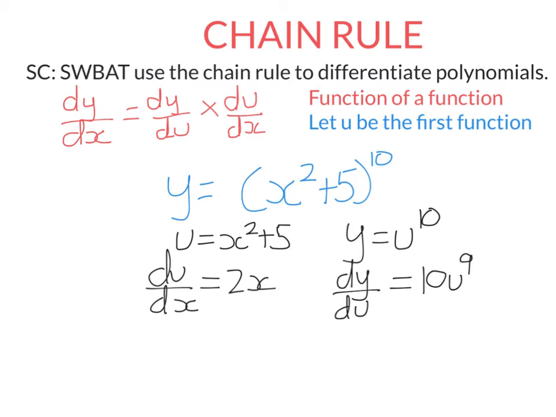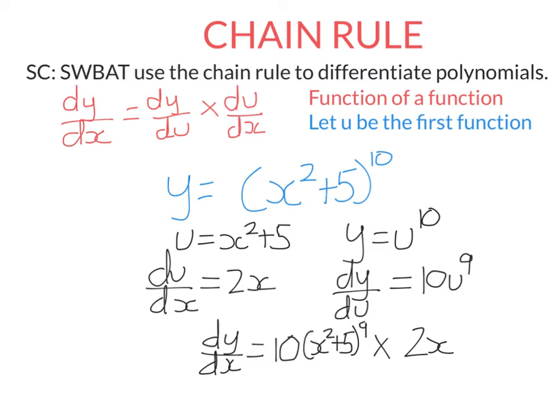So now we use the chain rule. So dy dx, which is the derivative of the thing in blue, is equal to dy du, multiplied by du dx. But of course, u is just x squared plus 5. So I'm going to take this u and replace it with x squared plus 5. So the derivative is 10u to the power of 9 times du dx there. And of course, we can make this a little easier to work with. 10 times 2x is just 20x.